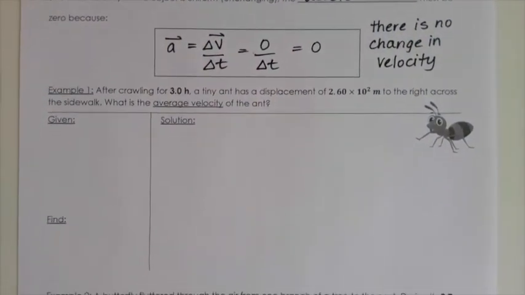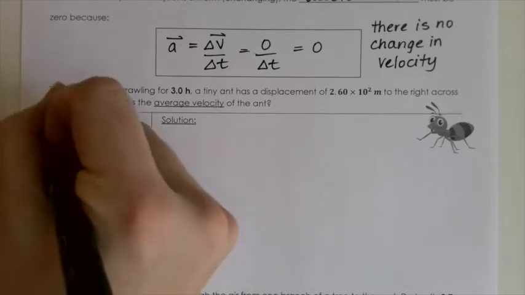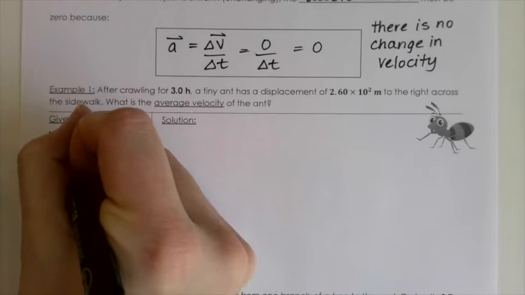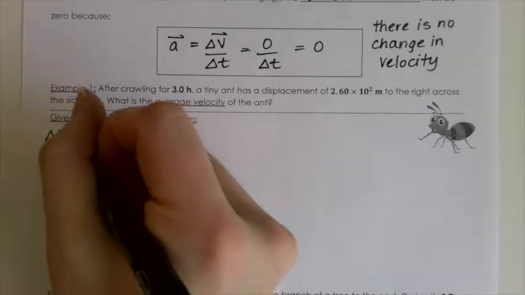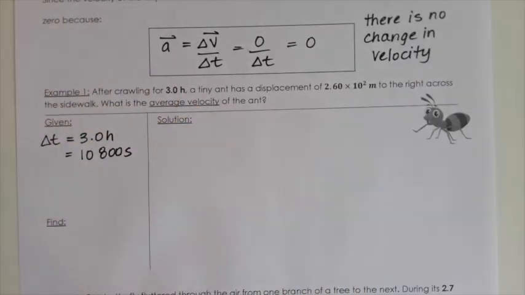Okay, let's do an example together. After crawling for 3 hours, a tiny ant has a displacement of 2.60 times 10 to the 2 meters to the right across the sidewalk. What is the average velocity of this ant? We know that delta t is 3.0 hours. Let's convert that into the SI units for time by multiplying by 3600 or multiplying by 60 twice. So this is 10,800 seconds of time.